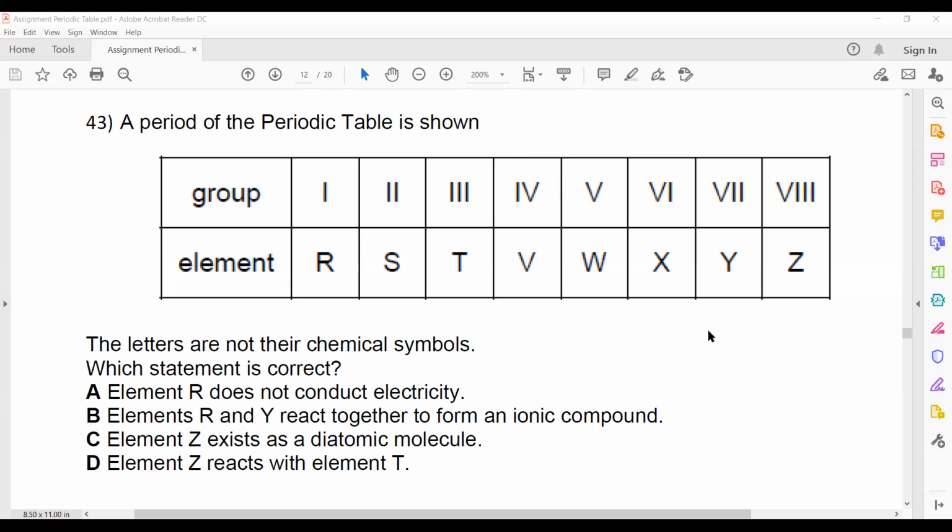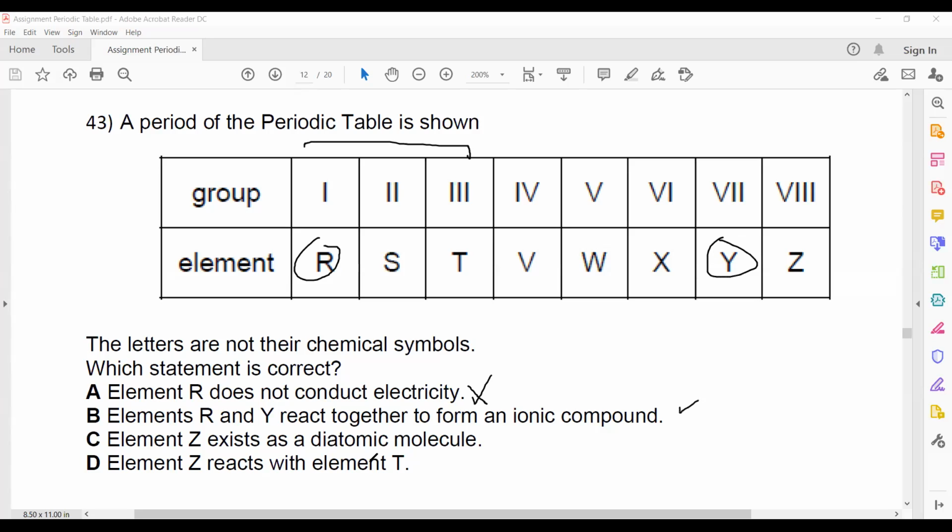Metal and non-metal react to form an ionic compound. Look, element R does not conduct electricity. That's wrong because the first three are metals, so it can conduct. R and Y, metal and non-metal, will react to form an ionic compound.